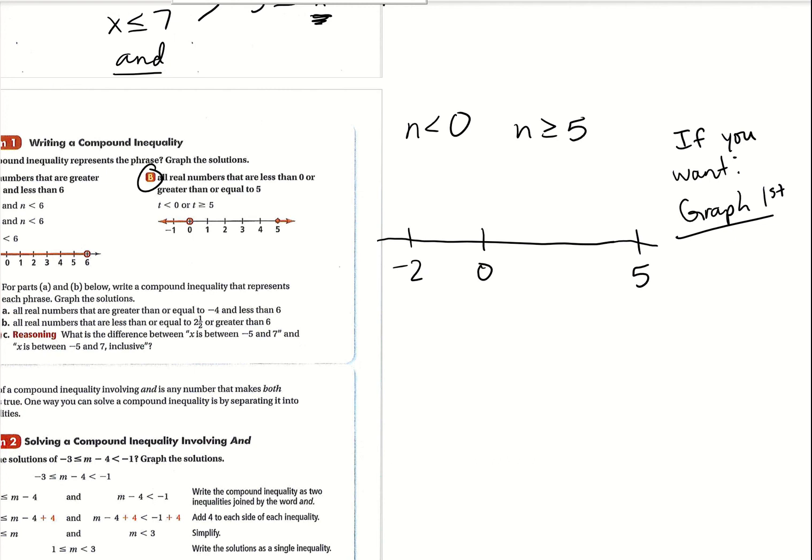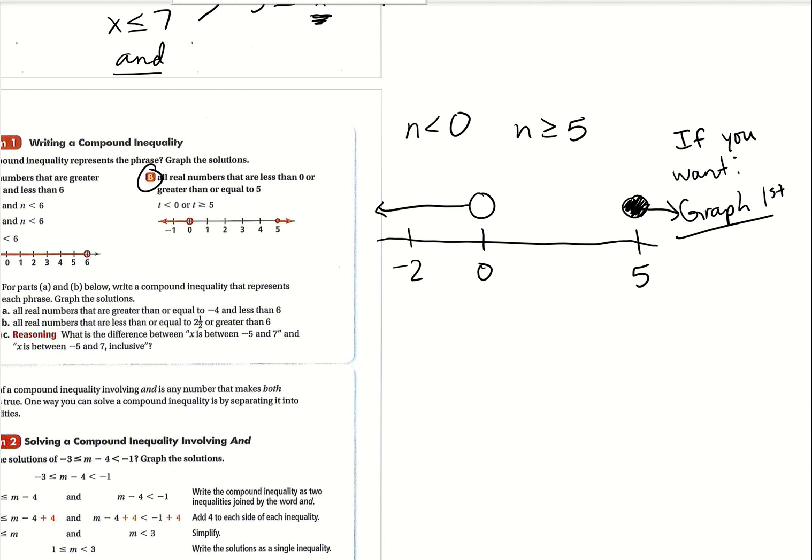But so I will go ahead and put the 0, and it's just less than, so it's not going to be shaded. And then n is less than, so it needs to go this way. All right, and then we have n is greater than or equal to 5. Okay, since it's equal to, I'm going to shade it. All right, and then I'm going to shade this way.